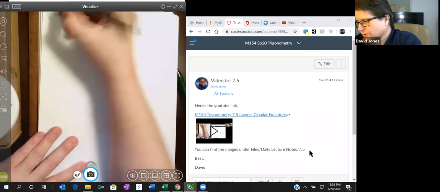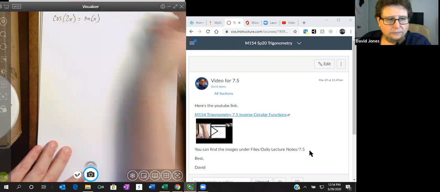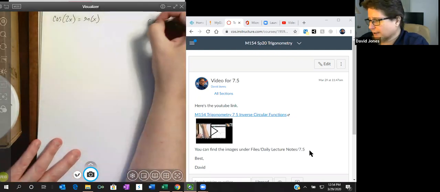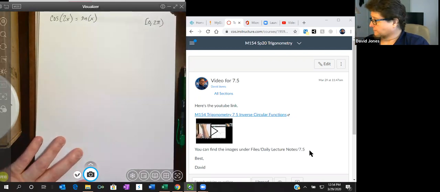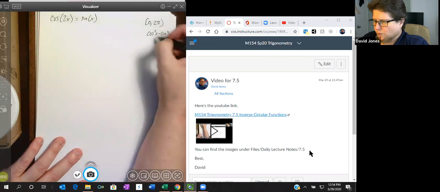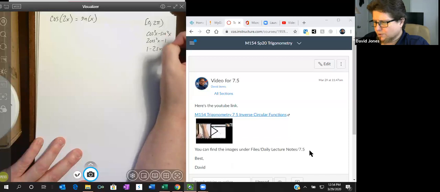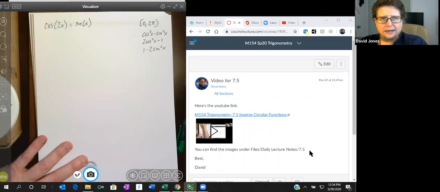Cosine 2x equals sine x. Now let's just look at 0 to 2 pi. Now cosine 2x has 3 forms. We could do cosine squared x minus sine squared x. We could do 2 cosine squared x minus 1, or we could do 1 minus 2 sine squared x. What do you think will work best here?